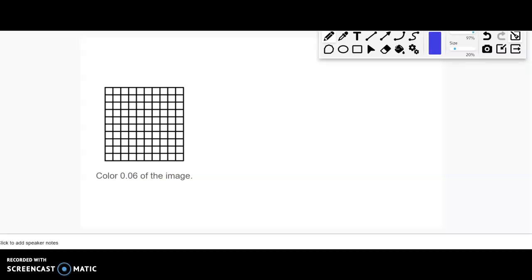This next one is color 6/100ths of the image. Okay, like 6 cents. If this was a whole dollar, I'm just coloring 1, 2, 3, 4, 5, and 6. So a much smaller part of it. That last one was over half. This one is just a much smaller piece.